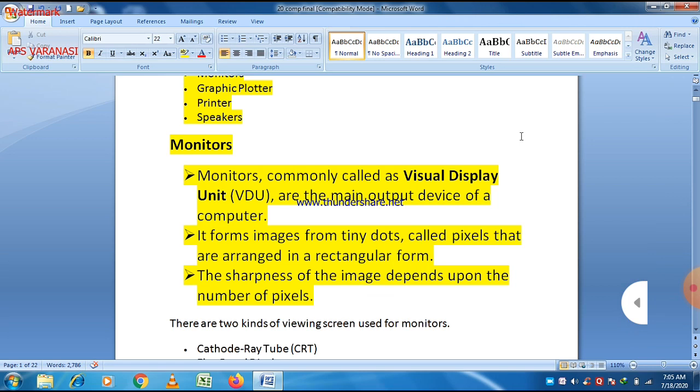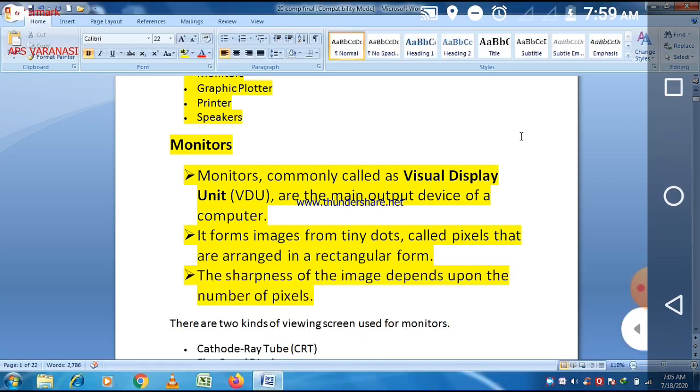So for monitors, there are three important points to remember. First of all, it is also called visual display unit, and it is the main output device of a computer. Second, it forms images from tiny dots called pixels, arranged in a rectangular form, and the sharpness of the image depends upon the number of pixels.